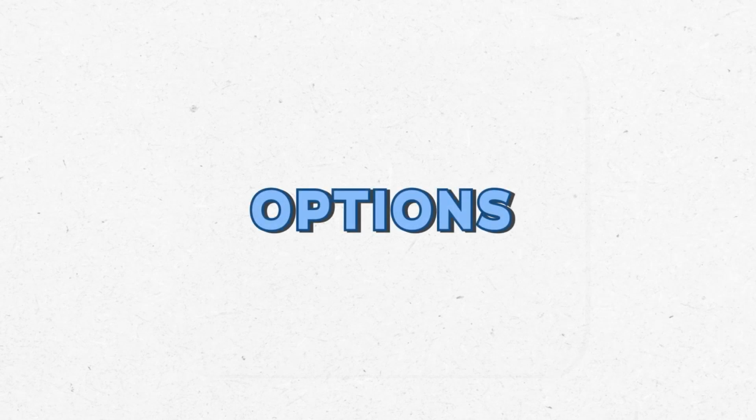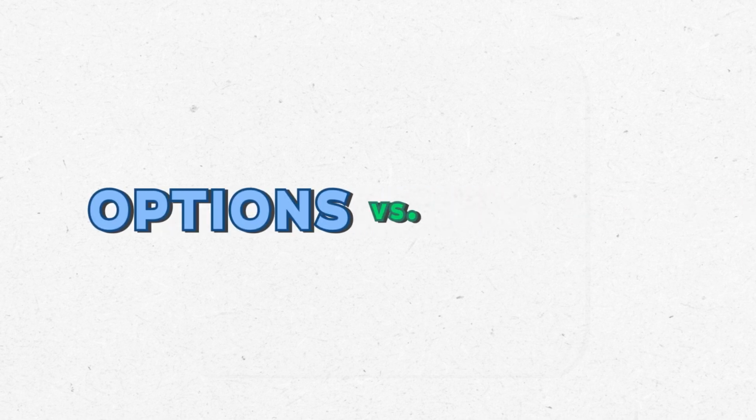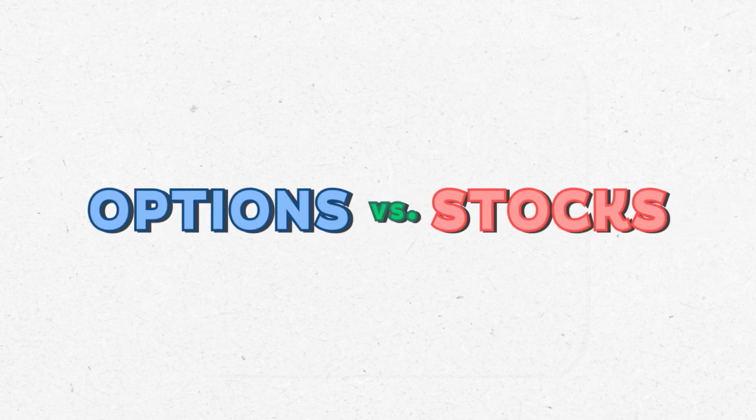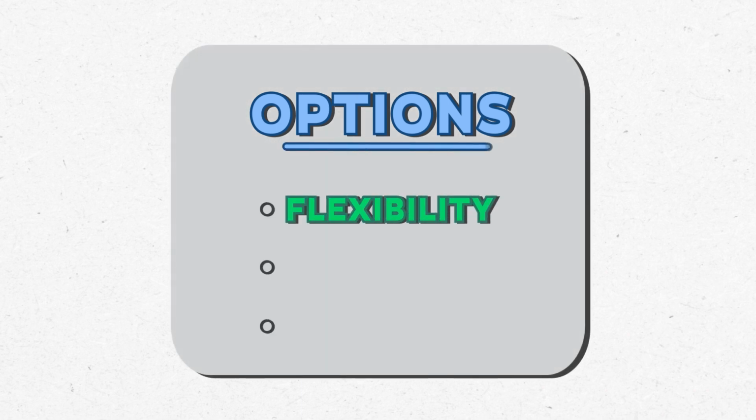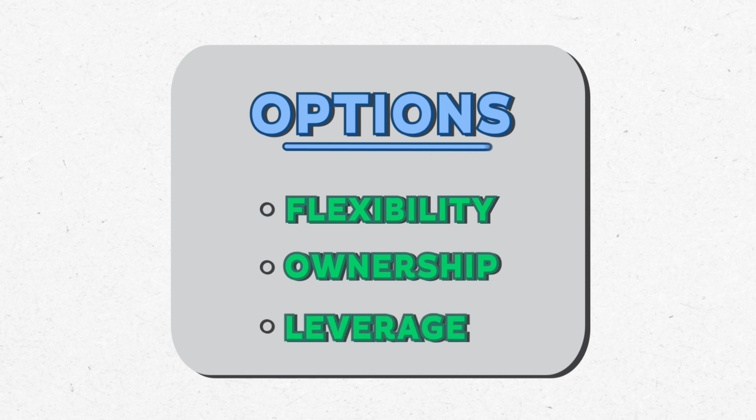Before we break down the elements of an option, let's talk about what makes options a viable alternative to stocks. Options investing revolves around three basic ideas: flexibility, ownership, and leverage.